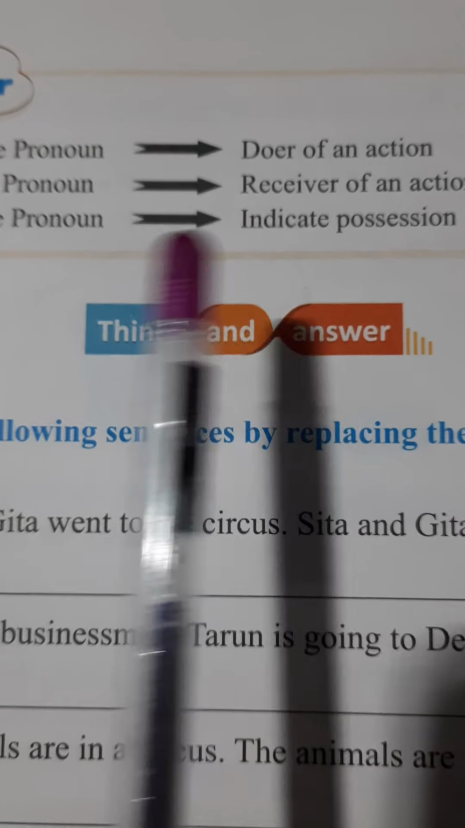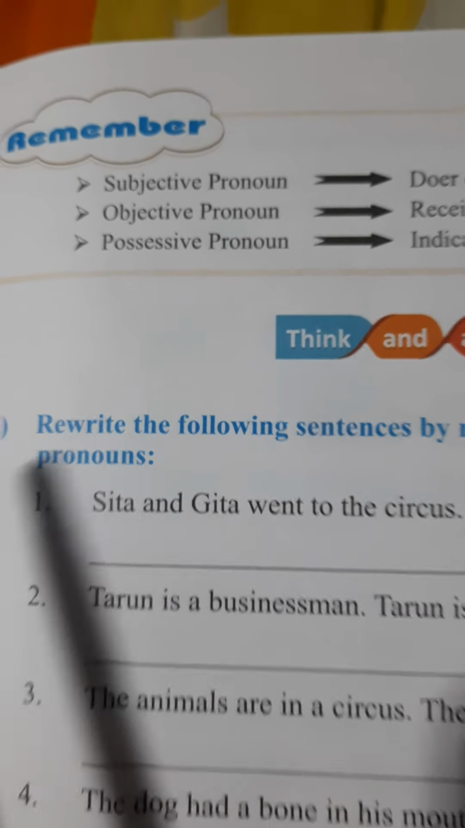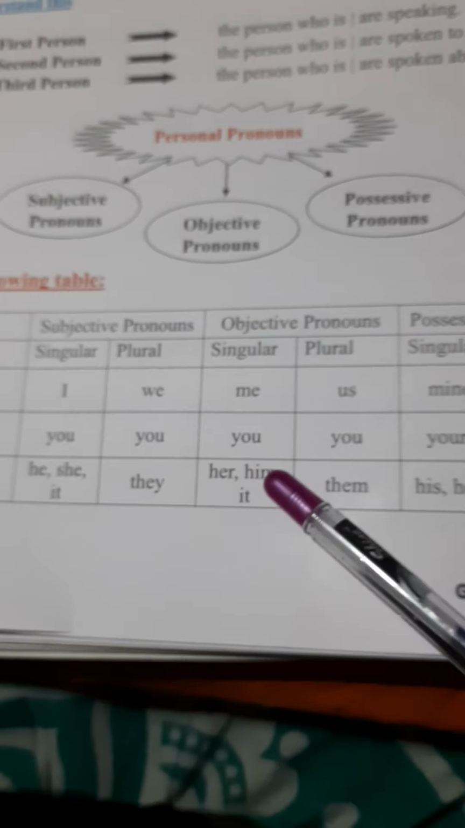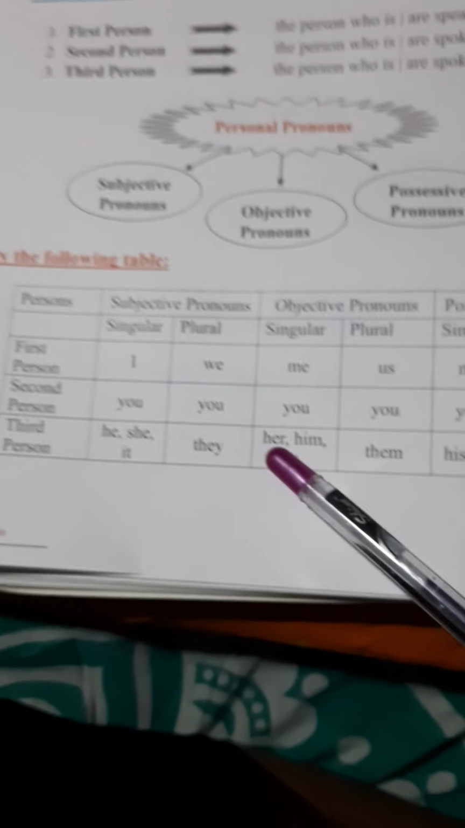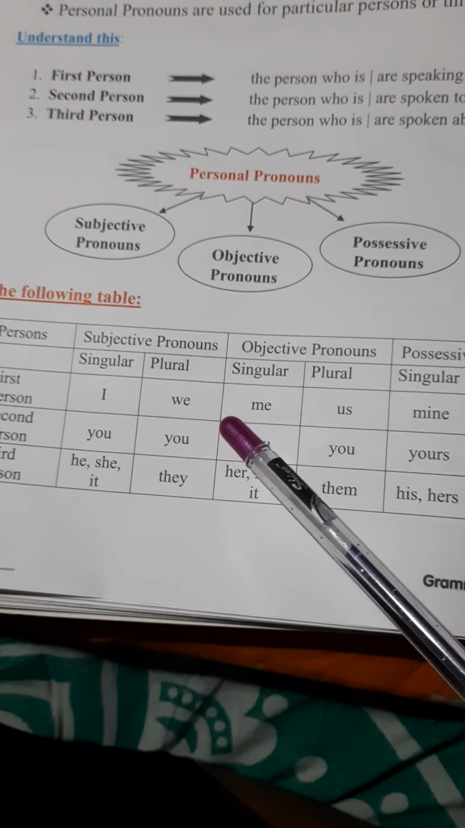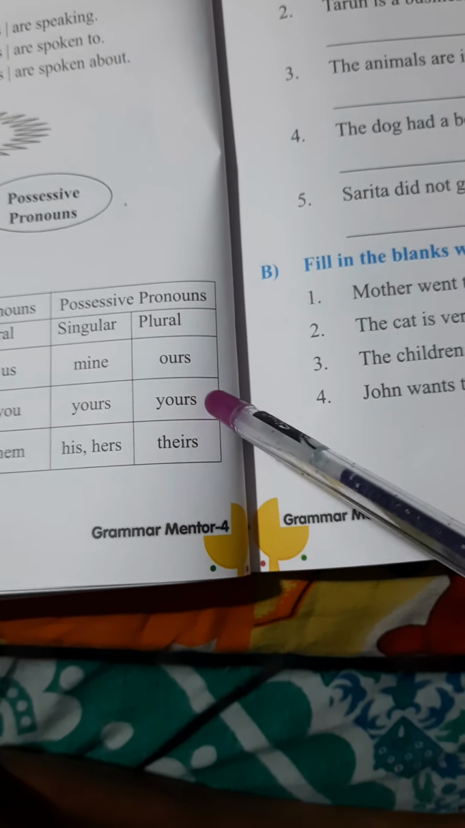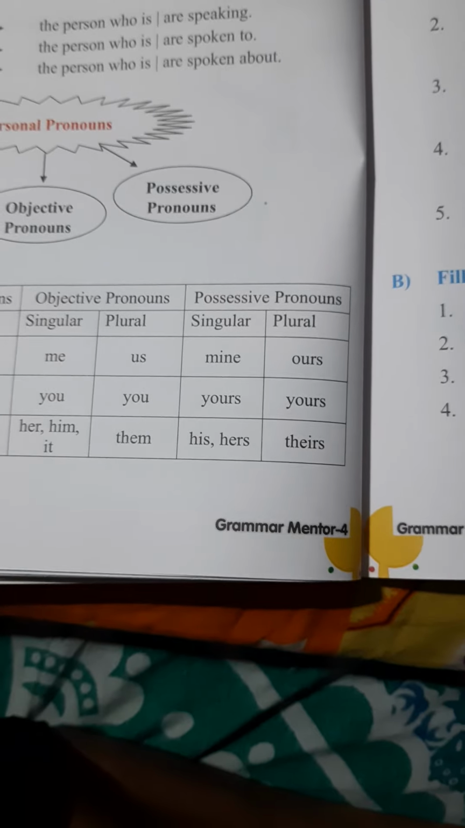So this becomes possessive pronouns. Okay, clear to all of you children? And I will be sending this table also to you, so you can see the table about first person and second person. Singular में कैसा यूज़ होता है, plural में कैसा यूज़ होता है, objective singular plural, possessive pronoun singular plural. Clear to all of you?